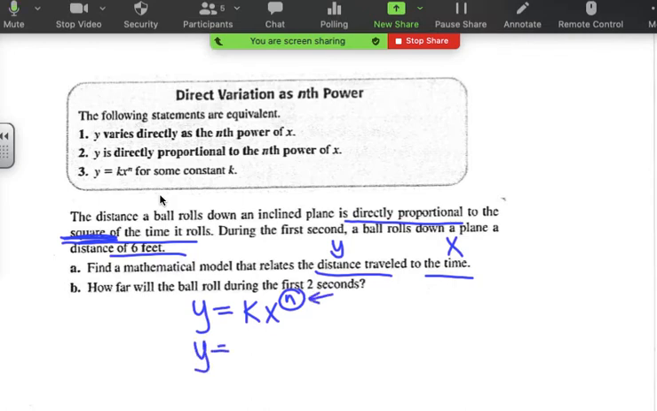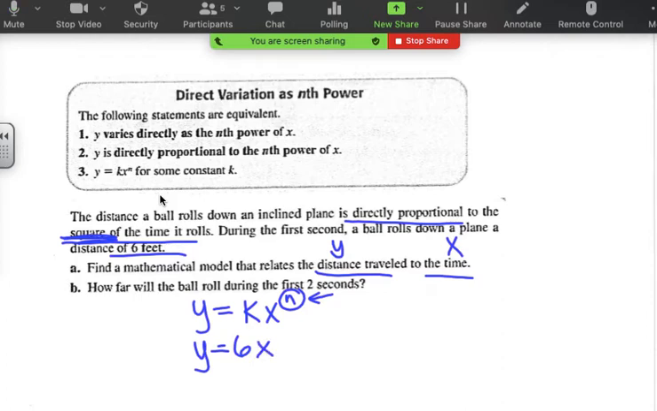So to create a mathematical model, they tell us that the first second, which is going to be your constant of proportionality because the plane is the same incline. So in 1 second, they say it rolls 6 feet. That means that 6 is going to go in the spot of k. They give us the k. So it's going to be y equals 6 times x.